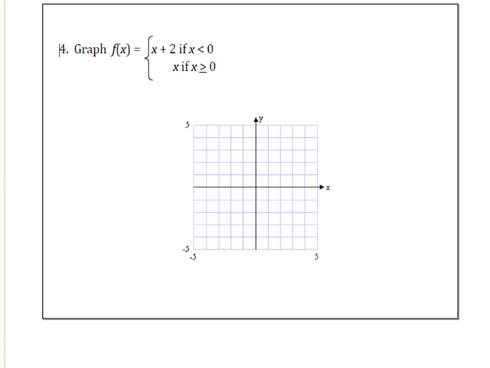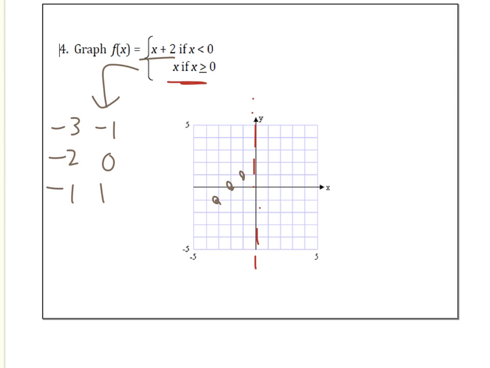So here, x plus 2 if x is less than 0, and x if x is greater than or equal to 0. So 0 is kind of my splitter here. If I go -3, -2, -1, I'm going to follow this rule. So at -3, I'm at -1. At -2, I'm at 0. At -1, I'm at +1.